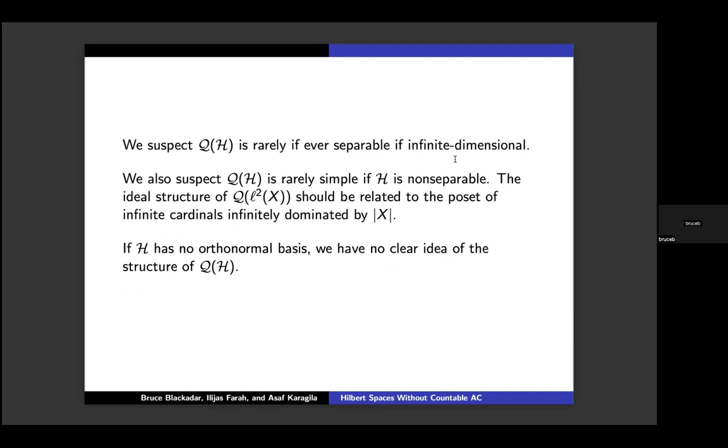And we also think it's rarely simple if H is non-separable, just like what happens under AC for non-separable Hilbert spaces. It should work similarly, but maybe in a little more complicated way, where the ideal structure should be related to the partially ordered set of infinite cardinals that are infinitely dominated by the cardinality of the set X. But if you have a Hilbert space that doesn't have an orthonormal basis, we don't have any clear idea of what Q of H looks like, or B of H for that matter.